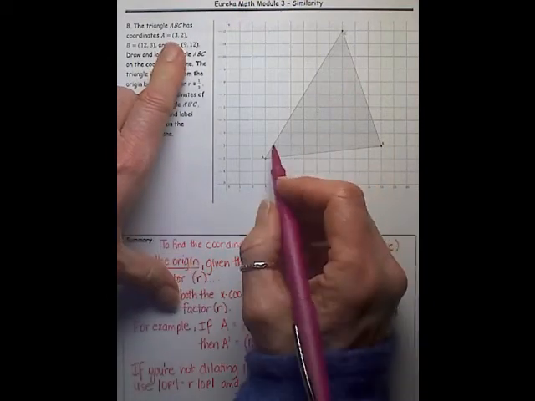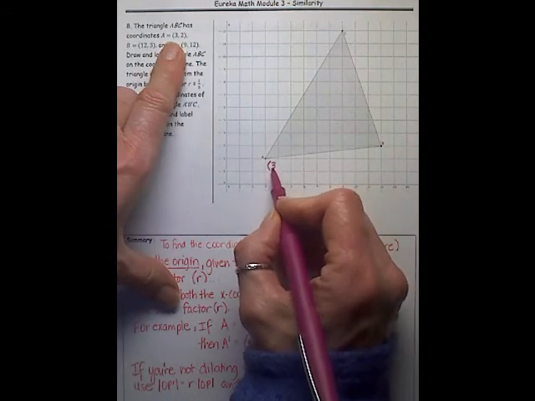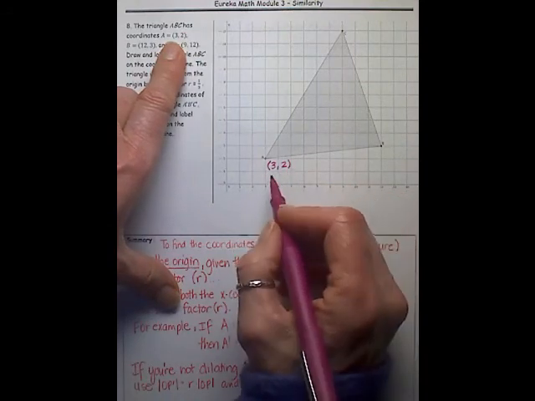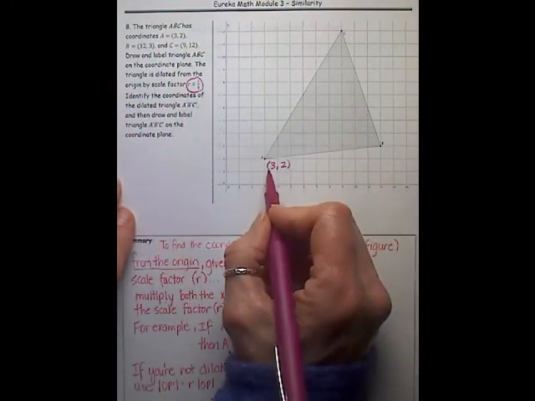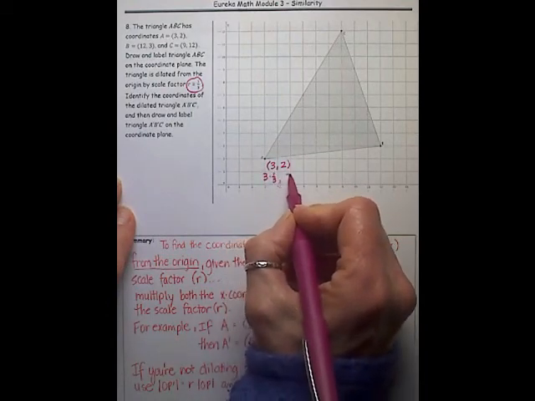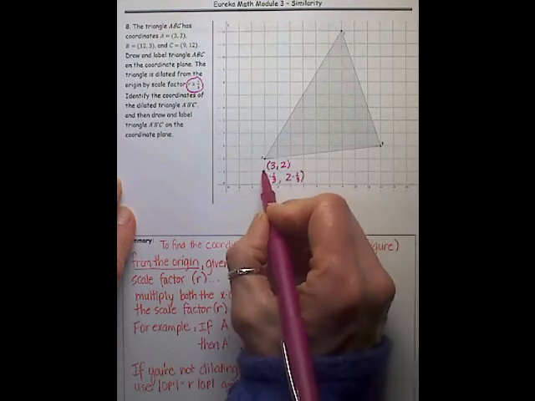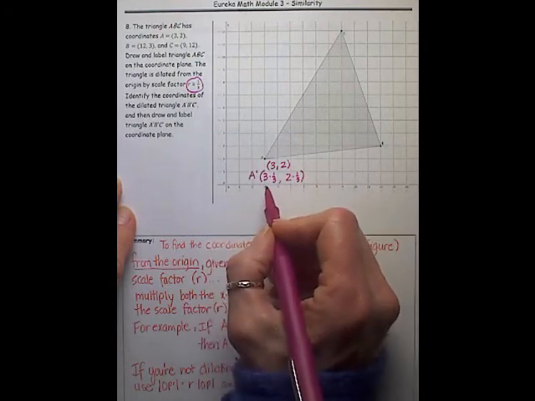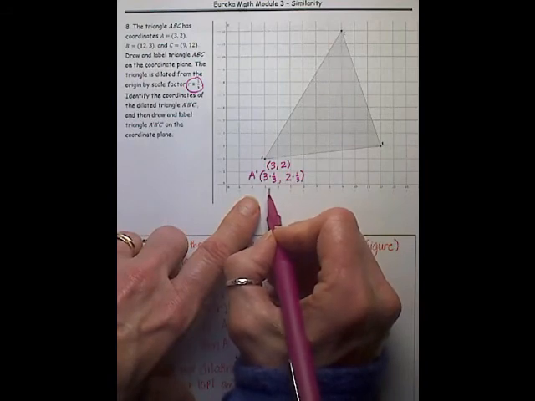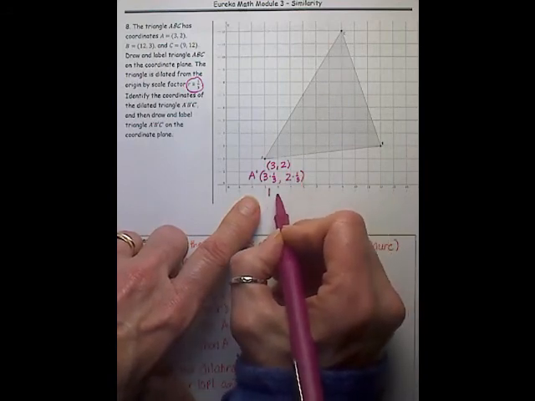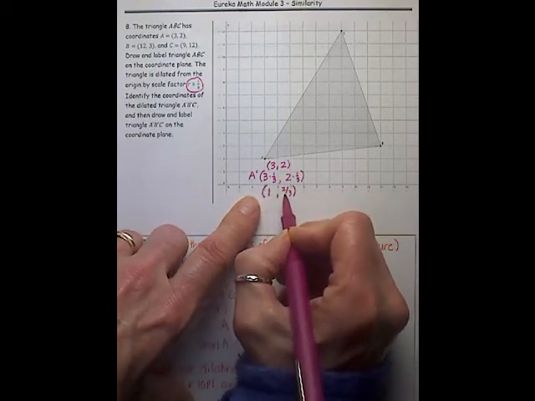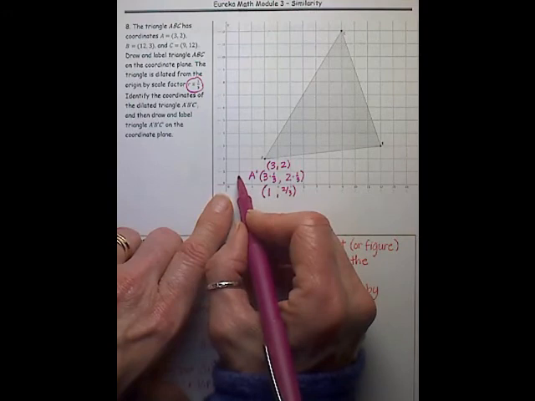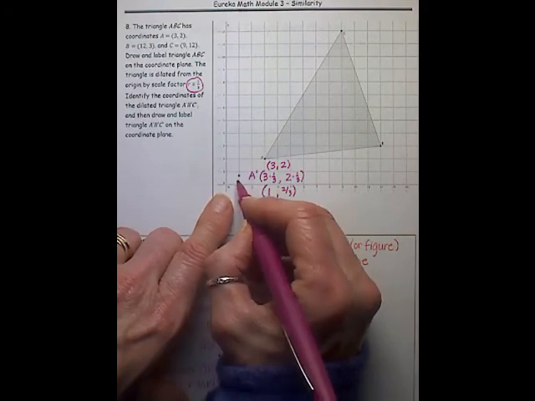Alright, so let's go ahead and get started. We have point A, which is 3, 2. And what you want to do, if you're going to dilate with a scale factor of 1/3, is you're going to take each coordinate and you're going to multiply it by 1/3 to find A prime. 3 times 1/3 is 1. 2 times 1/3 is 2/3. So A prime is 1, 2/3. So we go over 1 and up 2/3 of the way and label that A prime.